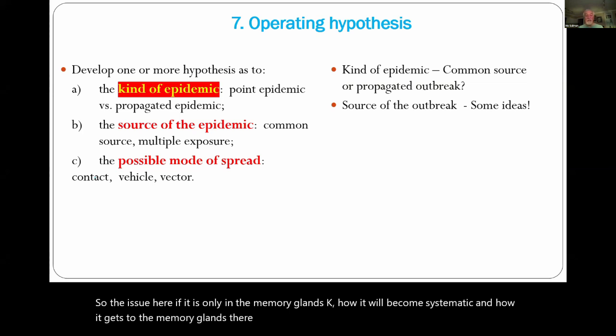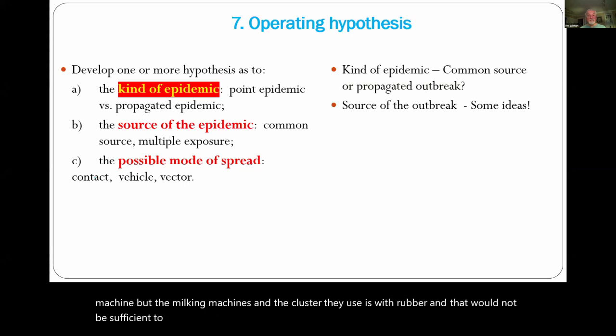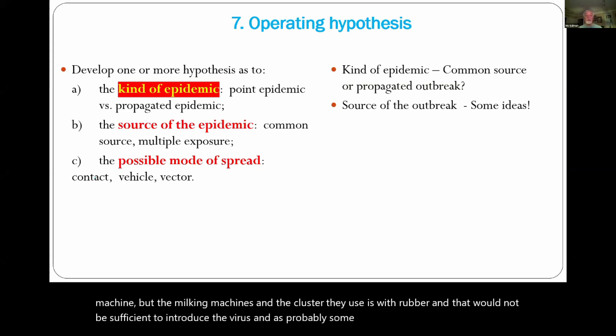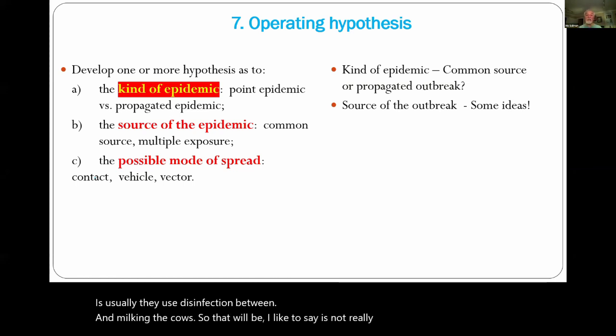There is some hypothesis mainly through the milking machine, but the milking machines and the cluster they use are with rubber, and that will not be sufficient to introduce the virus. And as probably some of you know, they usually use disinfection between milking the cows. So that is, I like to say, not really a good solid hypothesis now in that respect.